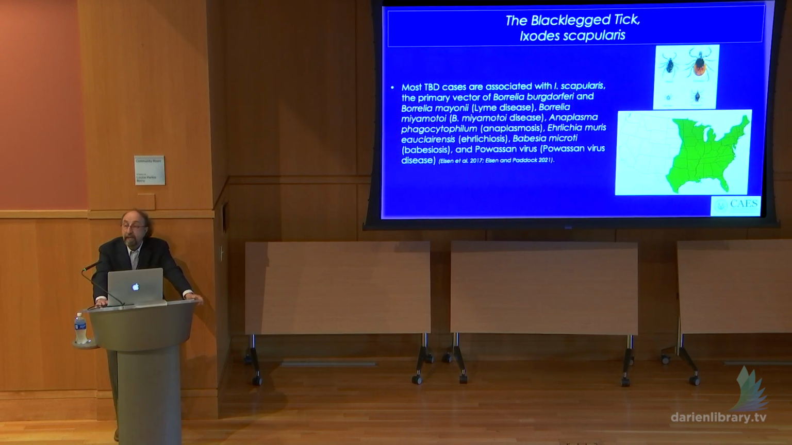We have anaplasma that causes anaplasmosis. We have babesia that causes babesiosis. We have a type of disease agent similar to the Lyme disease agent that causes relapsing fever or tick relapsing fever. And then we have, unfortunately, a very deadly virus that is called Powassan virus, and I will describe this in a few minutes.